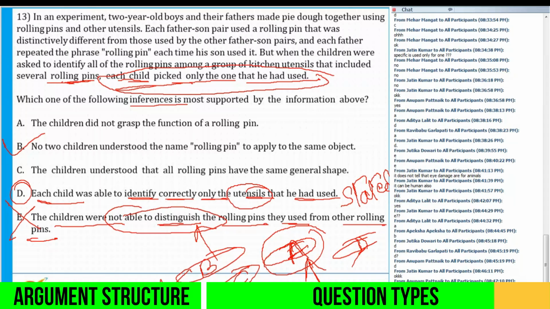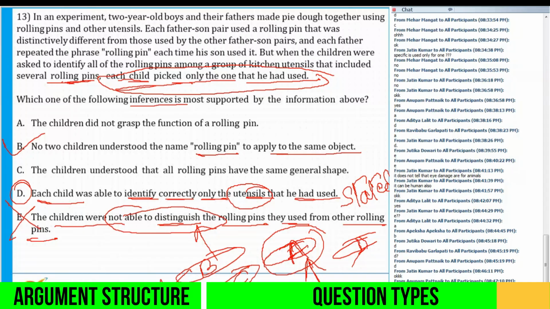When the father said this is a rolling pin, then the child thought that the one that I'm using is the only thing which is called rolling pin. Other children who are using them, that object is not called rolling pin. That object is called something else. So they did not understand that rolling pin is a generic term. They did not understand that rolling pin is something that applies to many objects.